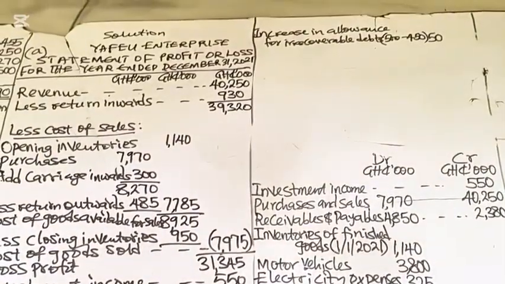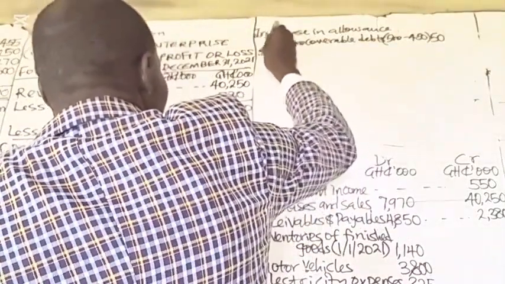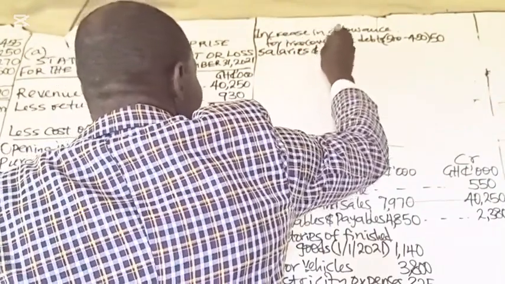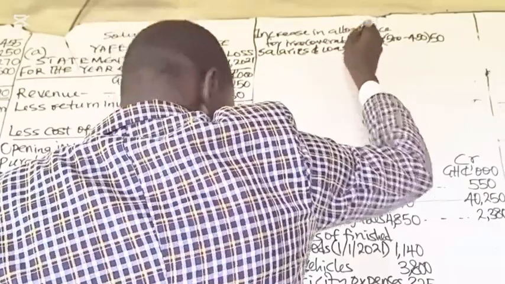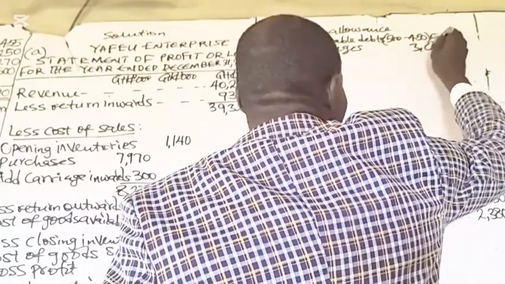So we have salaries and wages. We have salaries and wages of 3,650.